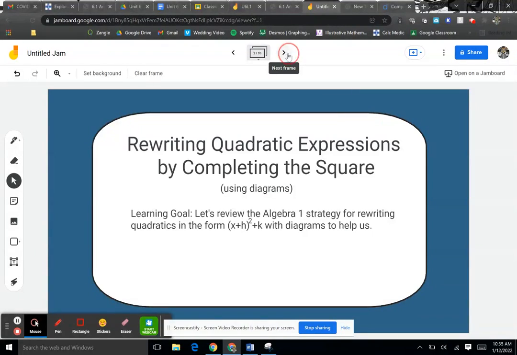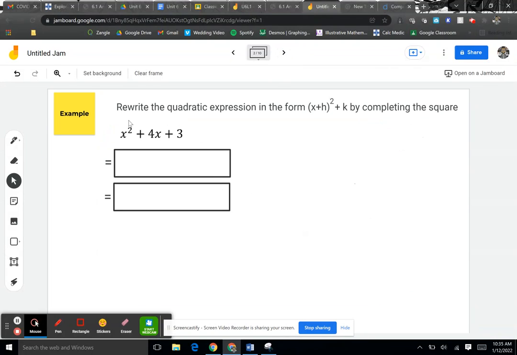So our example here wants us to rewrite the quadratic expression, this right here, in the form (x plus h) squared plus k. h and k are just different numbers. We don't know what they are. It'll be different for every problem. We're going to do that by completing the square. So we're going to make sense of this idea of completing the square with diagrams, so you'll actually see what a square comes out of this expression right here.